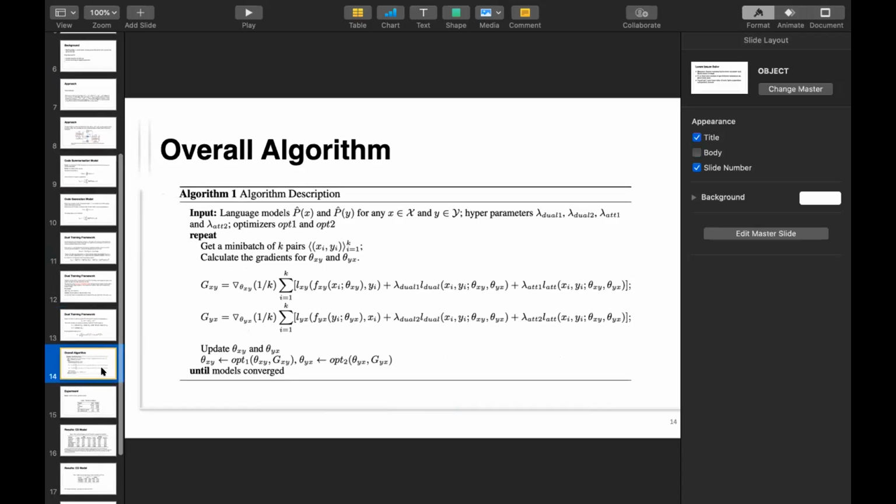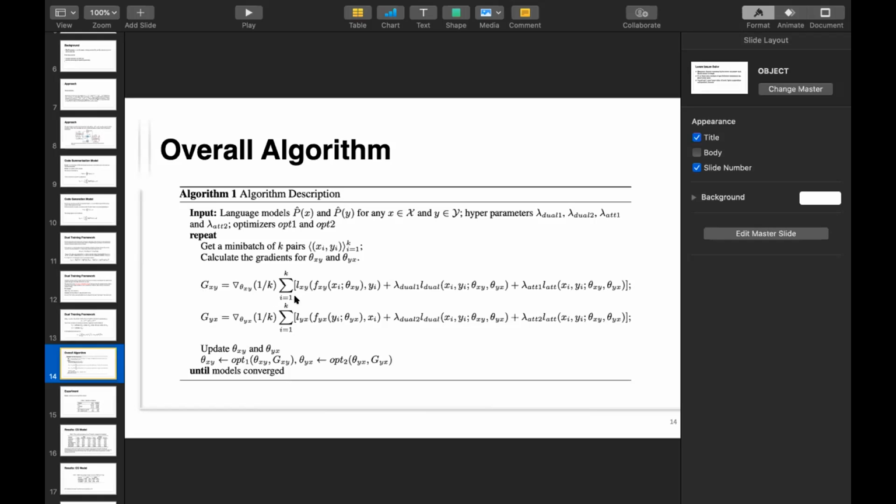So after we define the two dual constraints, here is the overall algorithm. Here we have the mini batch of xi and yi, which is our training samples, and we want to calculate the gradient of theta, which is the parameters of the CS and CG model. So here, g, x, y and gy, x denote the gradient of the loss function.